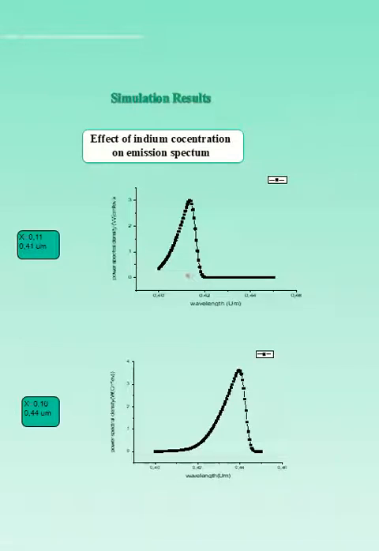Simulation results. Effects of indium concentration on the emission spectrum. For x equals 0.11, wavelength equals 0.51 micrometers. For indium concentration x equals 0.16, wavelength equals 0.44 micrometers.